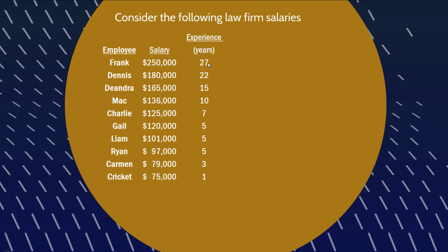And here's the years of experience. So Frank's earning the big bucks, 250 grand per year, but he's been at his job for 27 years. Dennis is earning 180 grand for 22 years, etc., etc. So I created this data set myself. So they've got 10 observations in it, but that's okay.